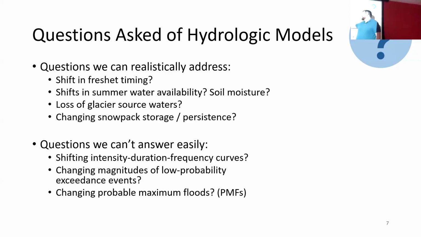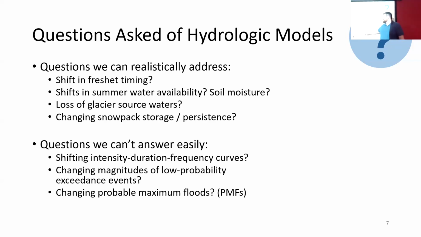The harder questions are things like shifting intensity, duration, frequency curves. These are used by engineers across the globe in order to design culverts and bridges and all sorts of structures. They are required for a lot of analysis by law in many cases. And these are shifting, and that's problematic. Engineers are like, oh no, what are we going to do?